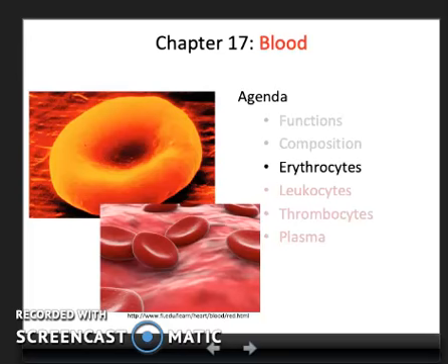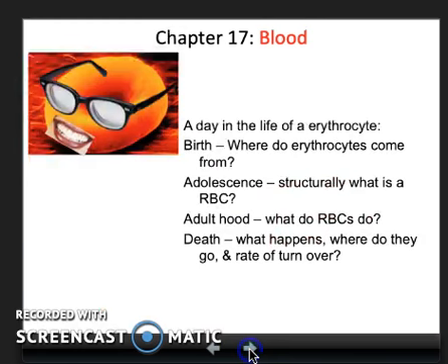Hello, this section will be on erythrocytes, and how I plan to go about this is by looking at blood cells through a parody of a day in the life of an erythrocyte. So we'll start with birth, where do erythrocytes come from? Then we'll go to adolescence and structurally what a red blood cell is, to adulthood and figuring out what red blood cells do, and then to death, what happens, where do they go, and what is the rate of turnover.